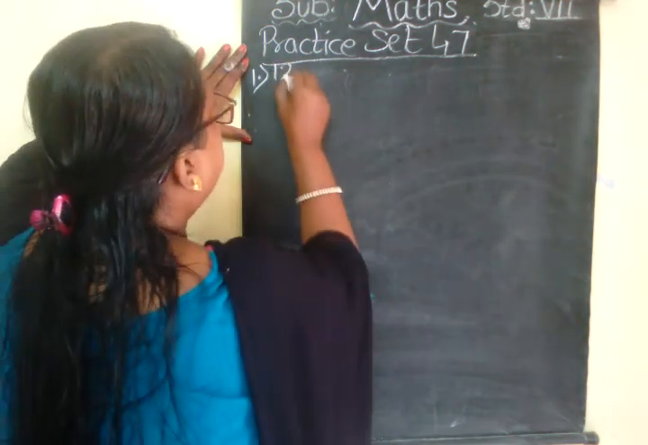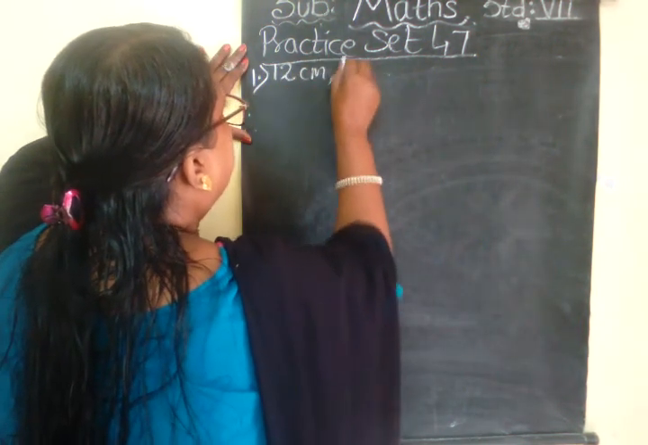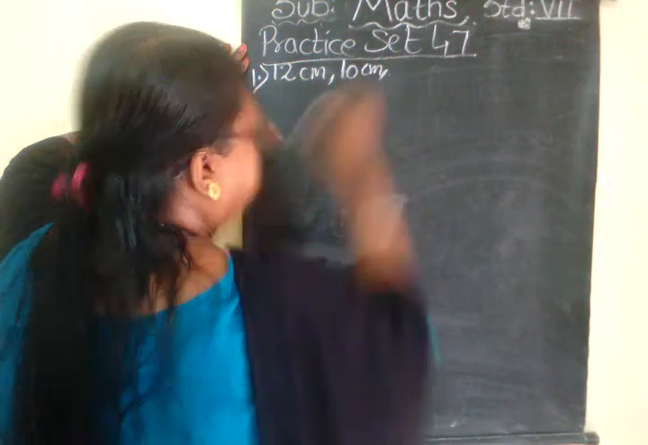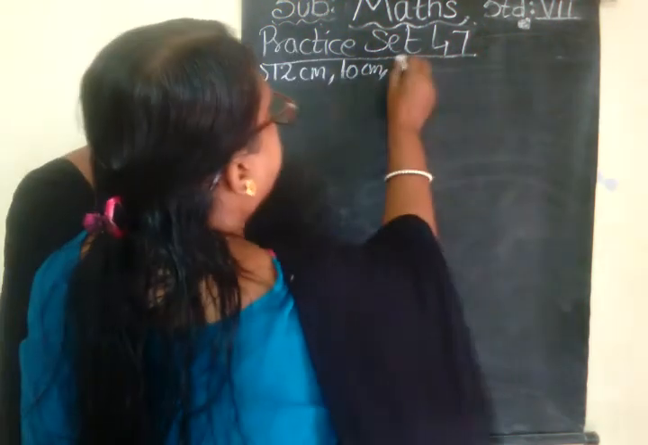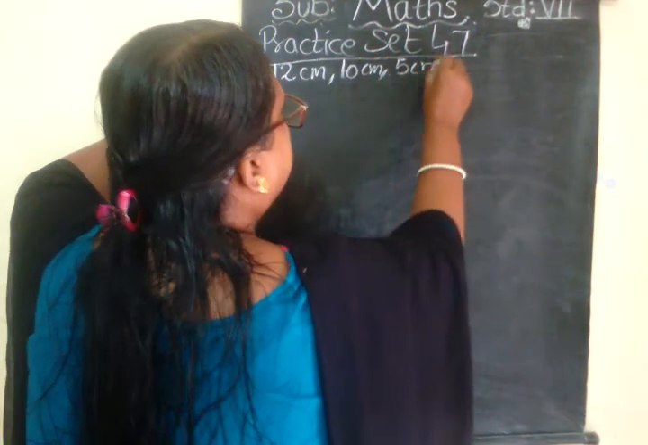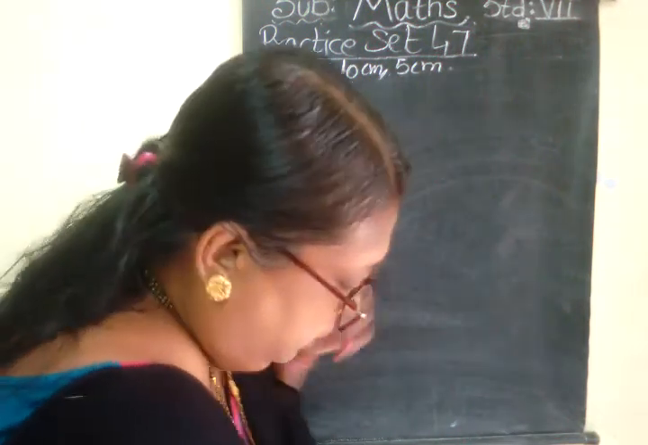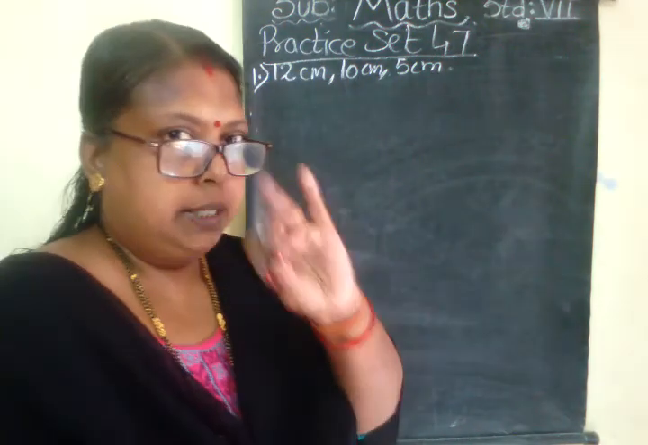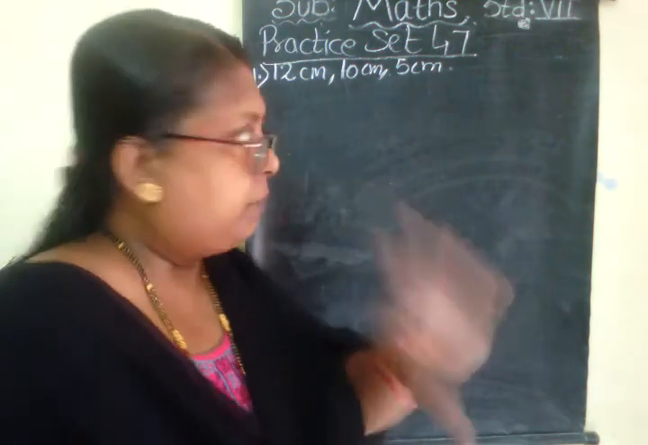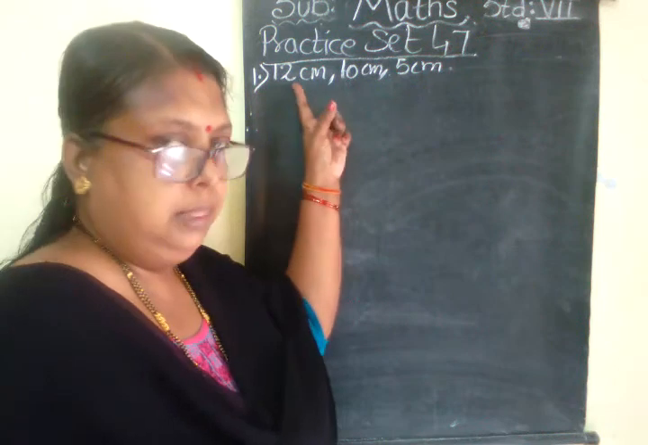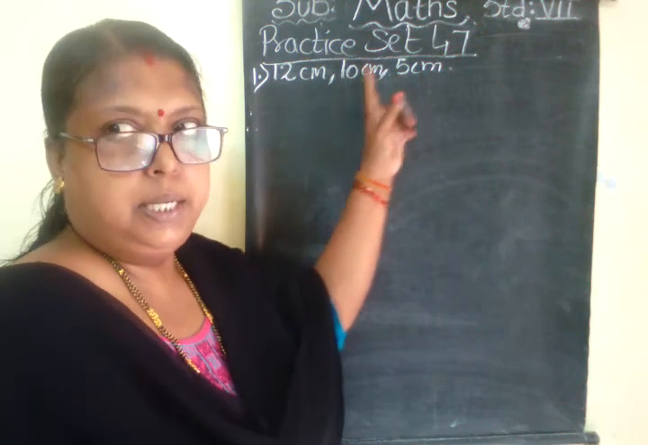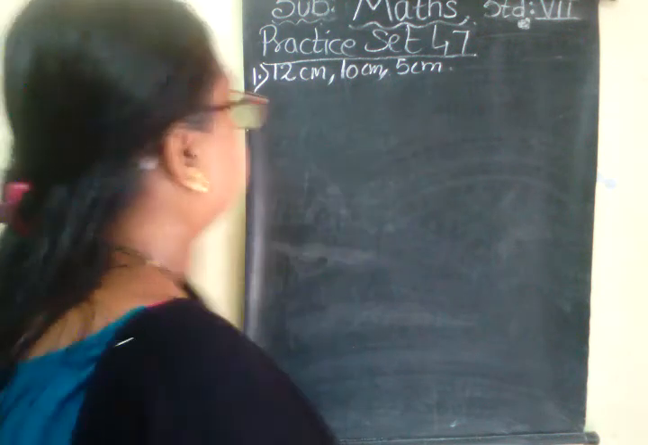12 centimeter, 10 centimeter and 5 centimeter. Children, in the question they have given first length and then breadth and then height. That means the first number is length, the second number is breadth and the third number is height. So let us write down.